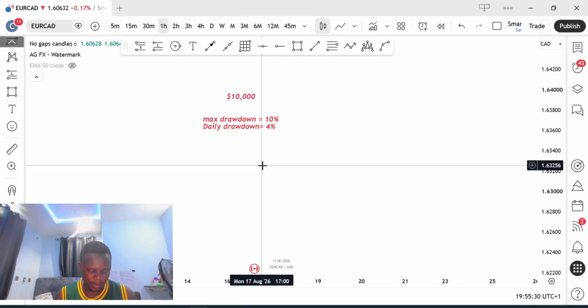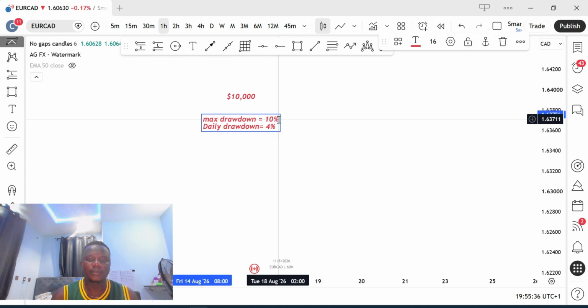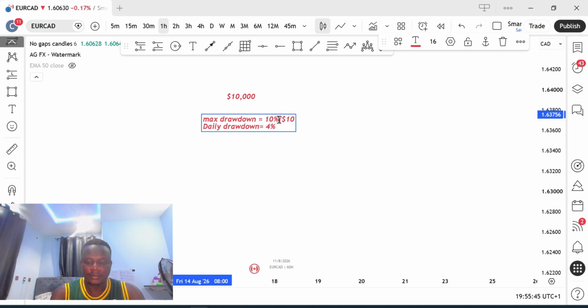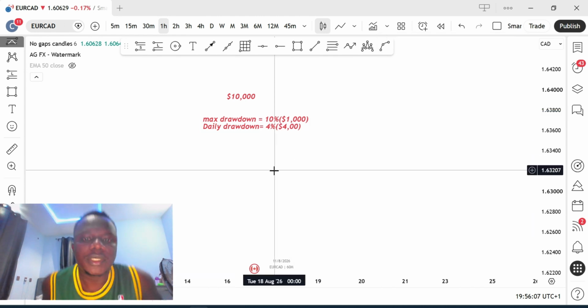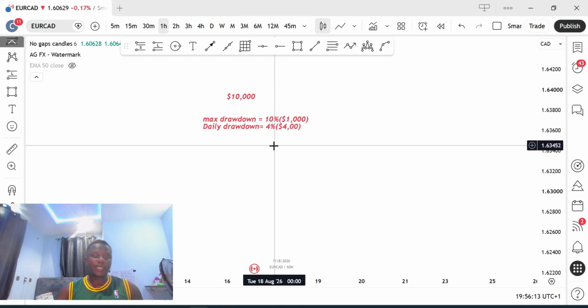So now let's check what is 10% of $10,000 multiplied by 10 divided by 100 is $1,000. So what it means is you must not lose $1,000 overall. Why 4% of this is $400. So what it means is you must not lose 10% overall, and you must not lose 4% in a day.